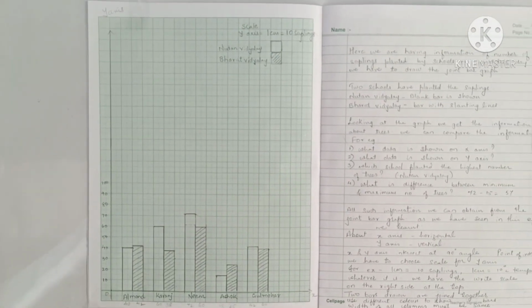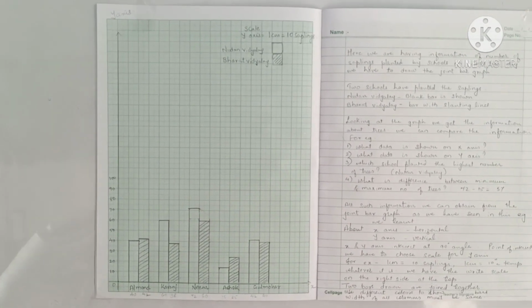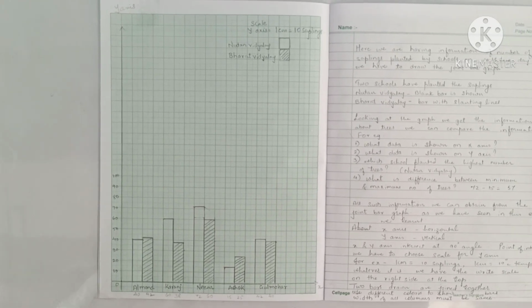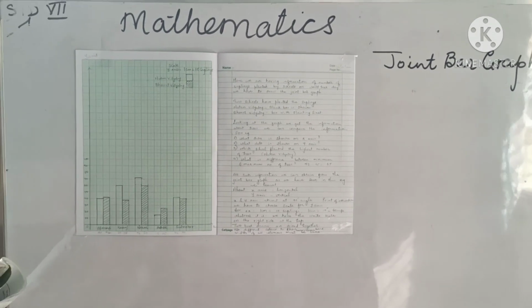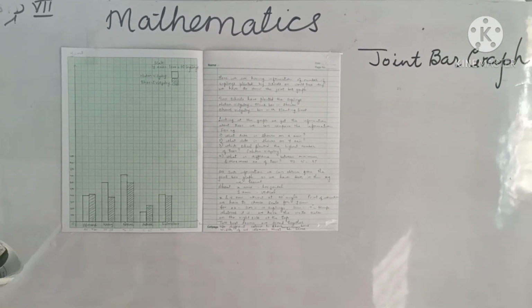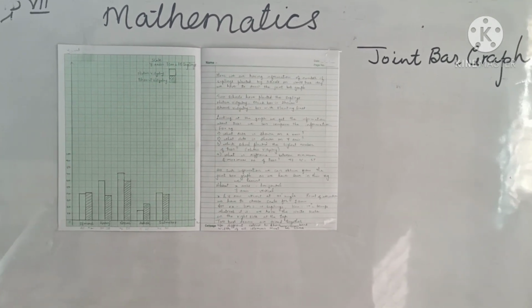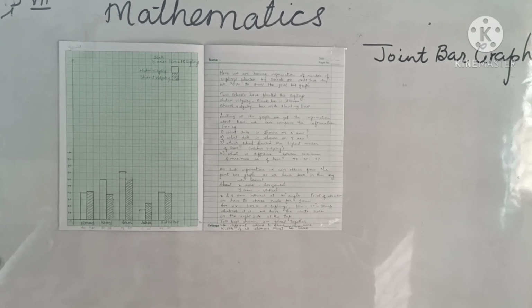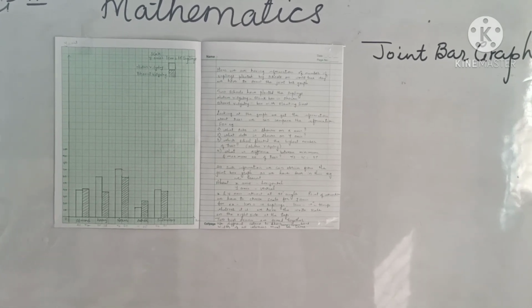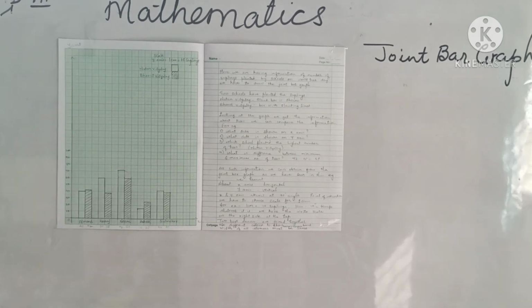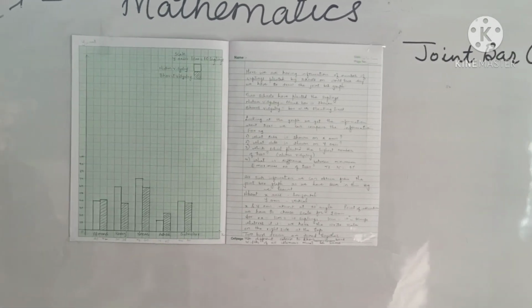The number of saplings planted by schools on the World Tree Day is given in the table below. Draw the joint bar graph. Two schools are planting the saplings. The names of trees are given and their number of saplings is given. So let us see this graph.